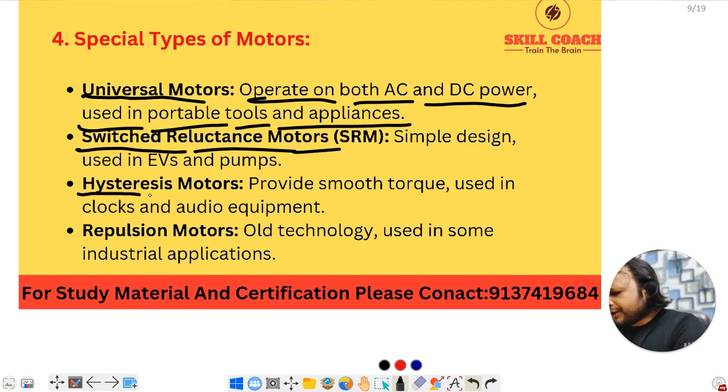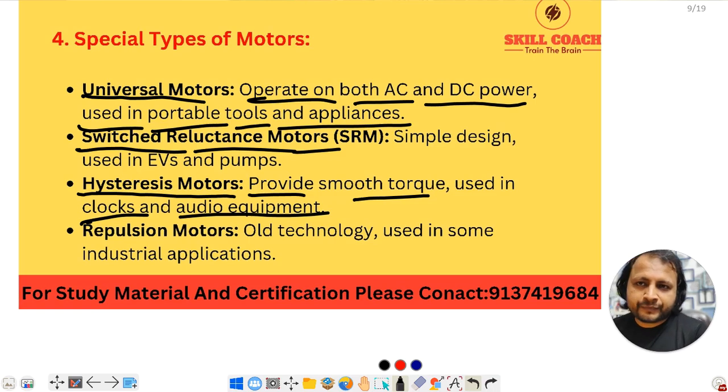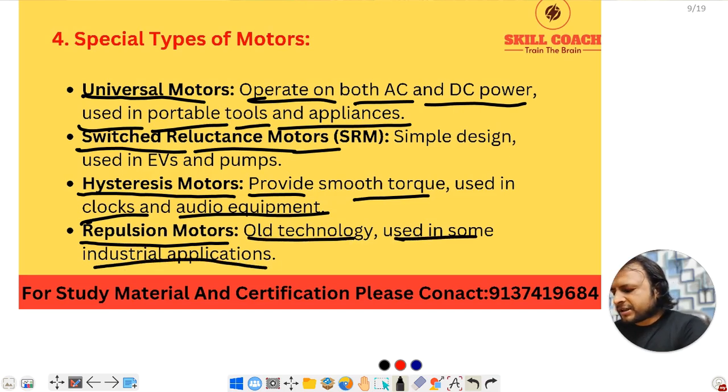And the third one is what? हिस्टेरिसिस मोटर. Hysteresis motor provides smooth torque, used in clocks and audio equipment. Okay, so that means no need to go into the details, but I will give a detailed overview. And the last one is what? Repulsion motor. Old technology used in some industrial applications. Okay, अभी काफी ज़्यादा पुरानी technology, we are not using it in EVs.